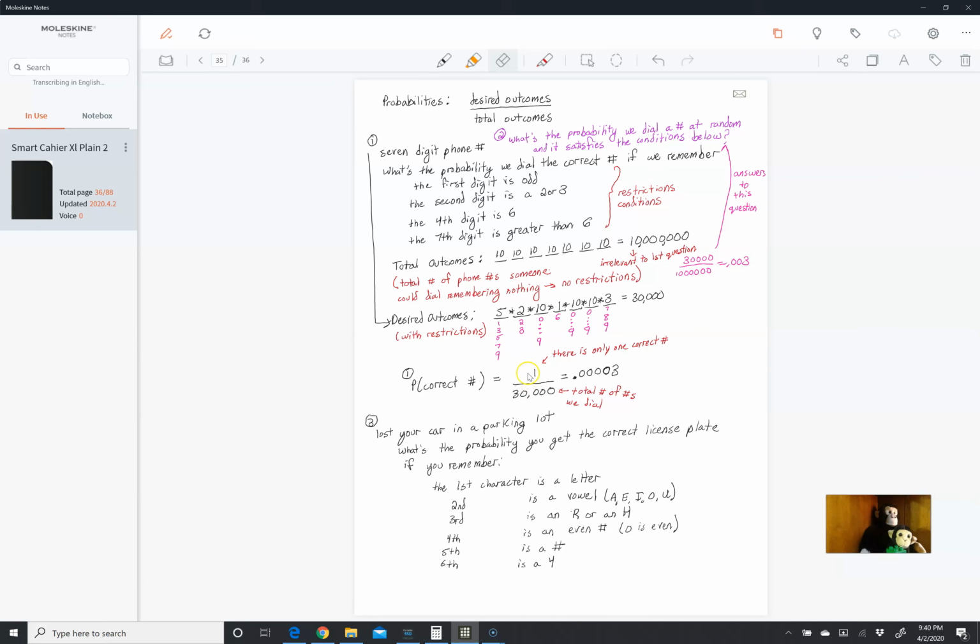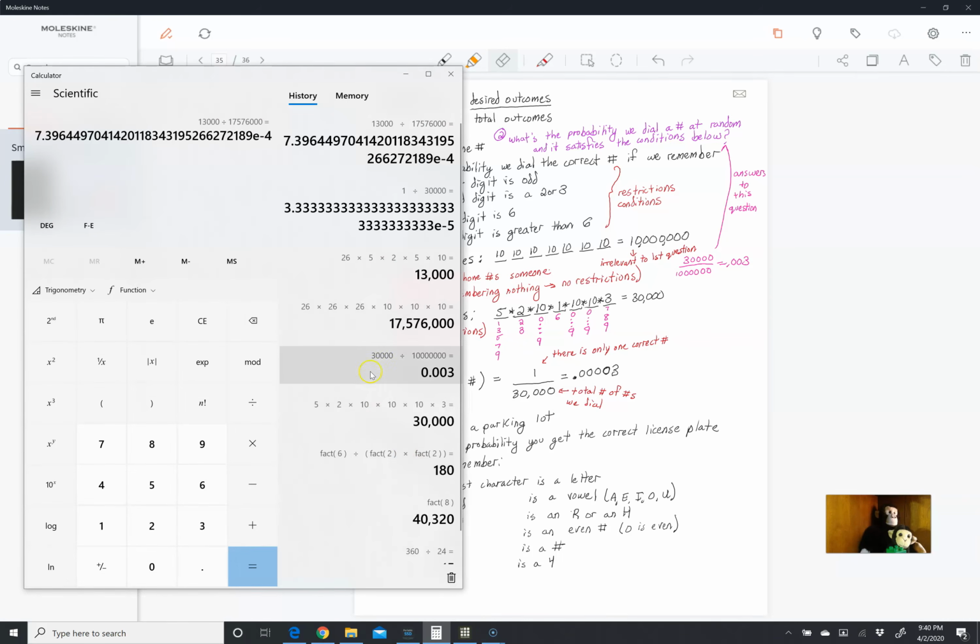So the probability that we get a correct number, the desired number is our sister's number. So it's 1. And then the total number of numbers that we could dial is 30,000. And 1 divided by 30,000 is 0.0. Let me make sure I got that right. Yeah, it's 0.0003. Now over here, this is the one that we're talking about, okay?